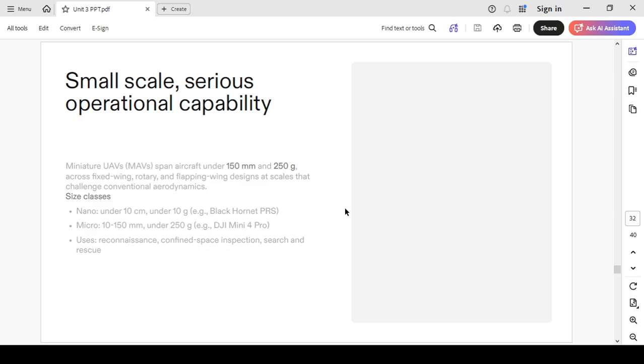So this is basically used for search and rescue operations where a disaster happens. We need to identify cases where someone is stuck behind something, so we cannot send the huge drones or huge UAVs there. So there we will be using the small miniature UAV.